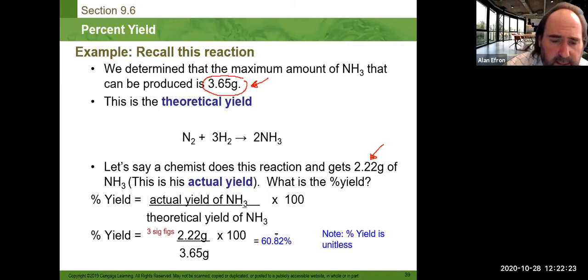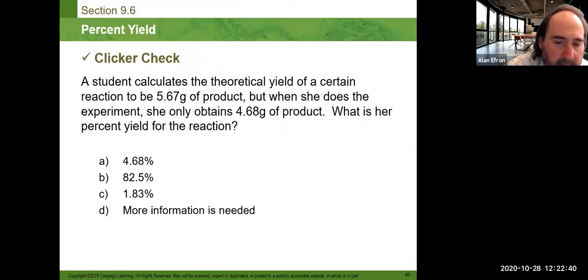All right, so let's take a look at one here. And again, in terms of sig figs, we're taking 3 divided by 3. The 100 we really don't look at. So technically 60.8% would probably be the correct number in terms of significant figures on this particular example. All right, so why don't you take a second here and figure out what our percent yield is for this student.